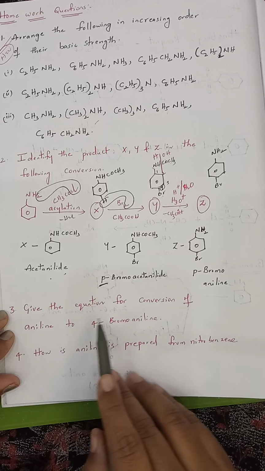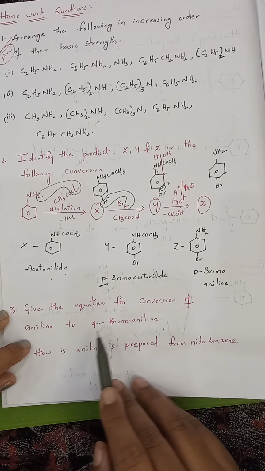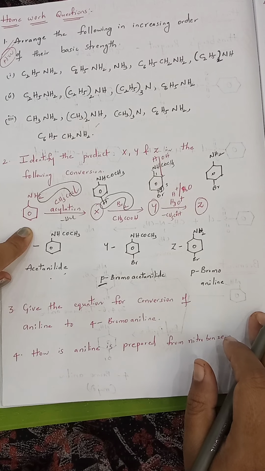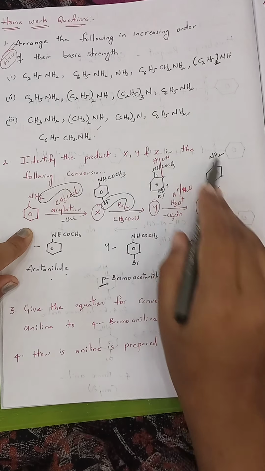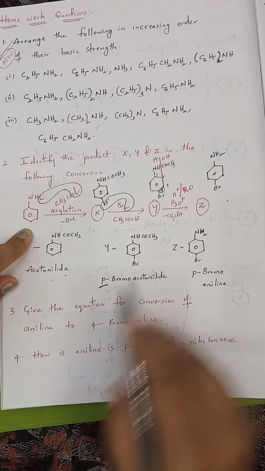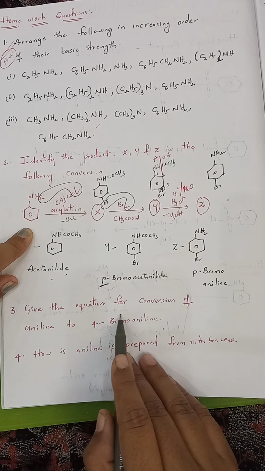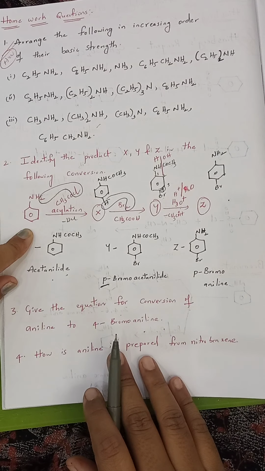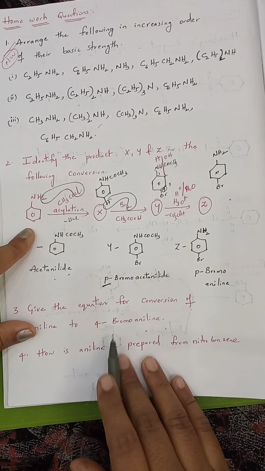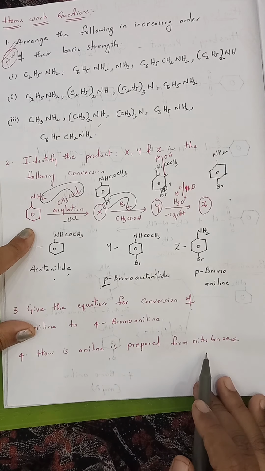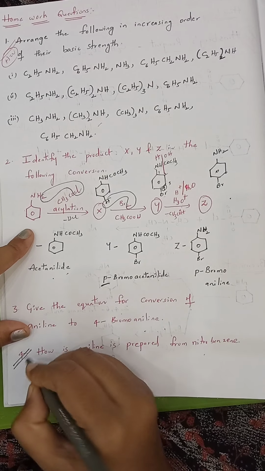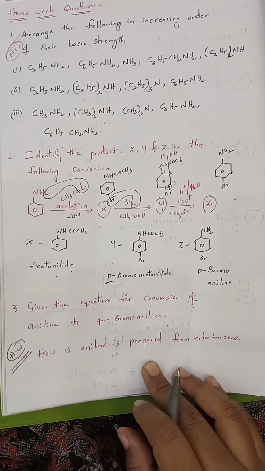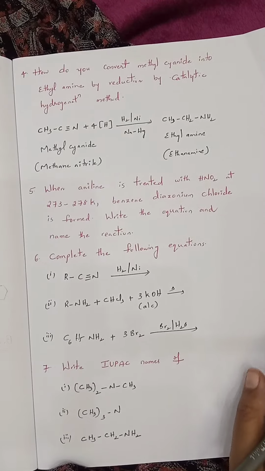Now next question. Give the equation for the conversion of aniline to 4-bromoaniline. Is this aniline? Yes, exactly, aniline. Finally it converts into what? 4-bromoaniline. So what is the question here? Give equations for the conversion of aniline to 4-bromoaniline. There is a chance to ask the same question in this way also. Now how is aniline prepared from nitrobenzene? Write the answer for this, because I have explained this in this video. Okay, now the next question.